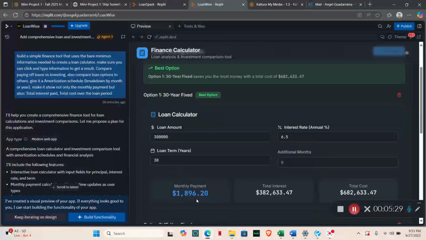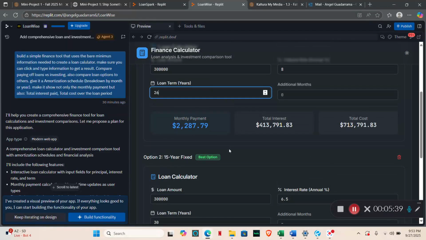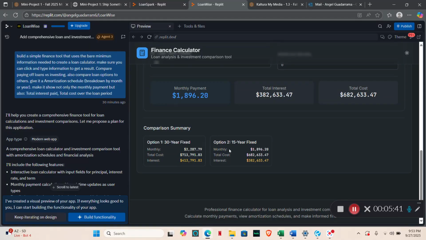Let's just change these numbers up. Let's say it's 300,000, but the interest rate is going to be 8% at a 28 year loan, so it gives you your monthly payment, the total interest, and the total cost. We can get a comparison down here. As you can see, option one has a much higher interest rate than option two.